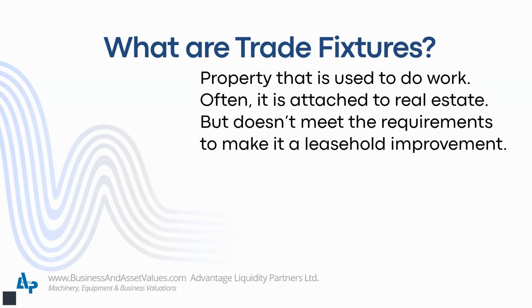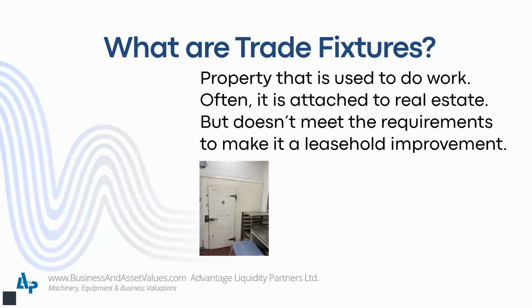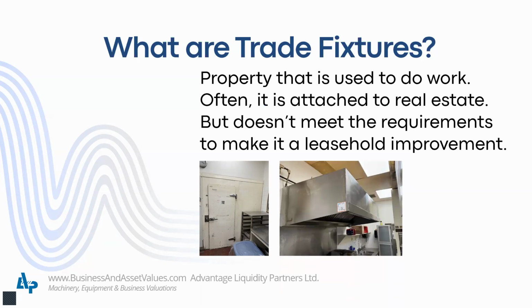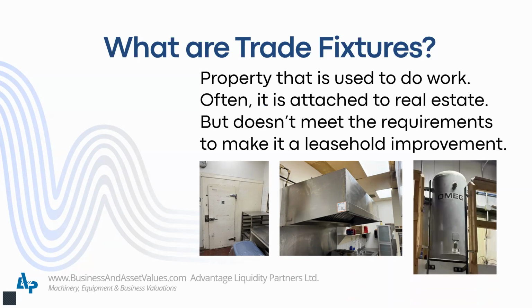So I'm going to show you a couple of example photographs here. So, here's a walk-in cooler in a restaurant. Here's a vent hood that is installed over some cooking appliances in a restaurant kitchen. And here's a compressor from an industrial location. And so these are things that are tied in, attached to the walls, the ceiling, built onto the floor, etc., of the real estate that is leased. But it is quite definitely the property of the business, used by the business. And so we include these in our evaluation reports.